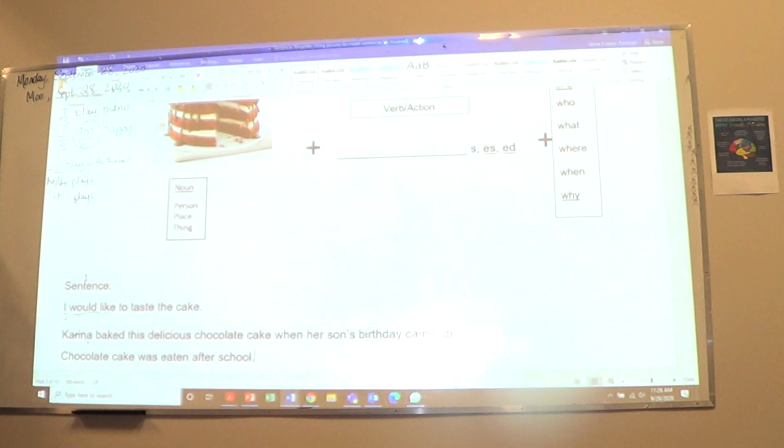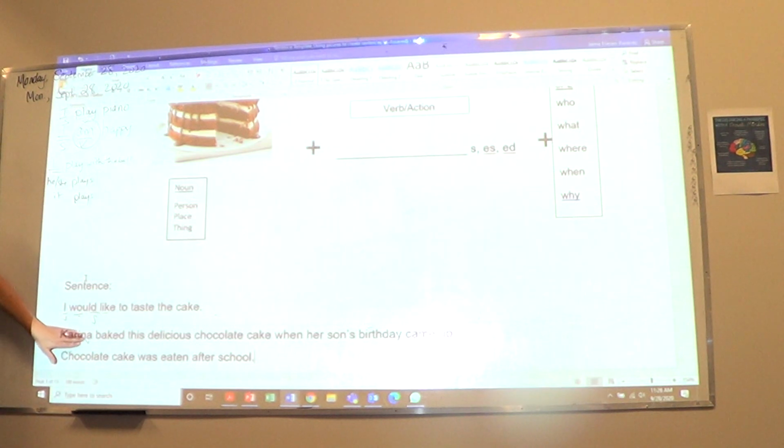Let's see if I have that one on here. Yeah, that one's not on there. But would is a helper, right? I would like to taste the cake. If you take the cake out, I like to taste the cake. Or I like to taste cake in general, okay? So yeah, here's your verbs.